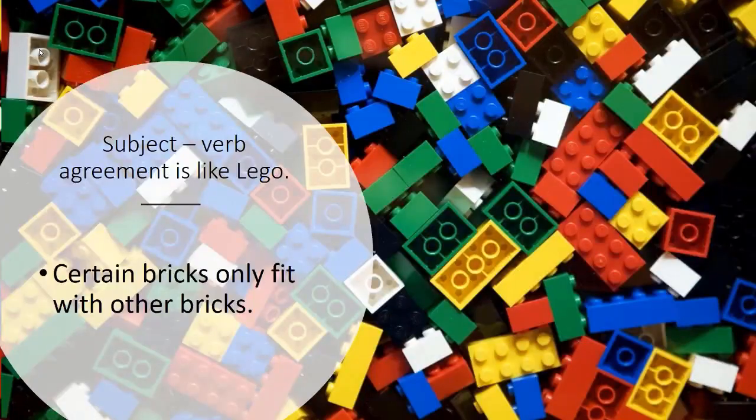So using the Lego analogy again, why is this important? It's important because certain parts of the sentence must agree with each other. Just like certain parts of Lego, if you put two parts of Lego that don't agree with each other, you're not going to be able to put them together. They just don't work. The same with a sentence. If you have a subject and a verb that don't agree with each other, then the whole sentence doesn't work together. It's difficult to understand.